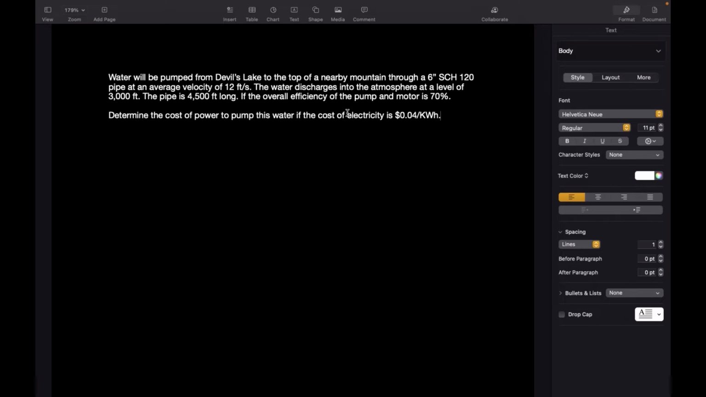To the top of the nearby mountain through a 6-inch Schedule 40 pipe at an average velocity of 12 feet per second, the water discharges into the atmosphere at a level of 3,000 feet. So, at the top of the mountain, there's a discharge point 3,000 feet above the lake. The pipe is 4,500 feet long. If the overall efficiency of the pump and the motor is 70%, determine the cost of power to pump this water if the cost of electricity is 4 cents per kilowatt hour.